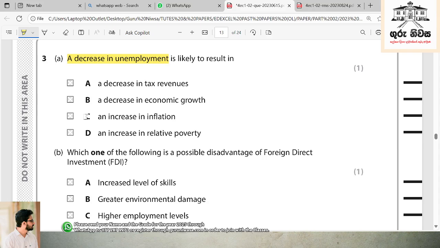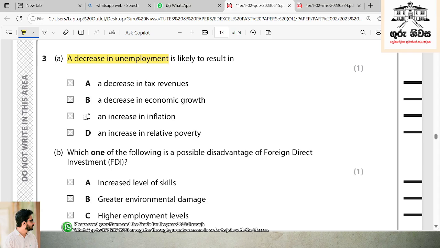Assume there are 400 gas cylinders in the market. Many people come and ask for gas cylinders. There's a huge demand for gas cylinders, but the supply, assume, is 400. Then what happens to the price of a gas cylinder? Increase. This is called demand pull inflation. Clear?